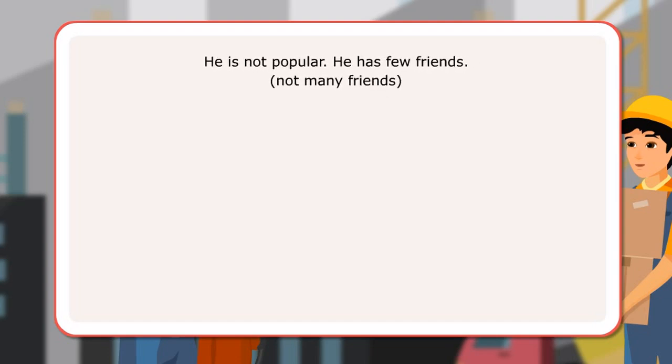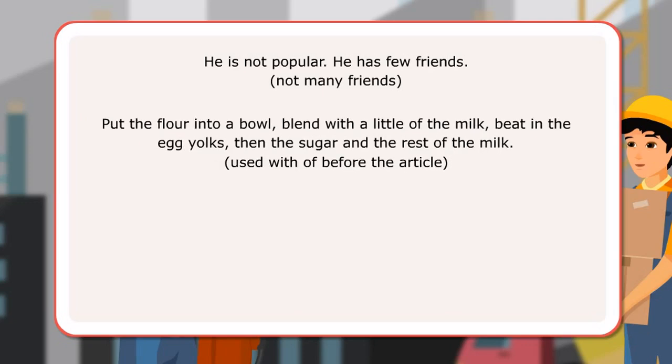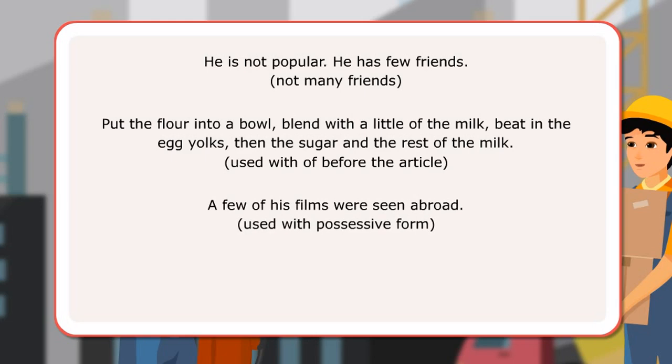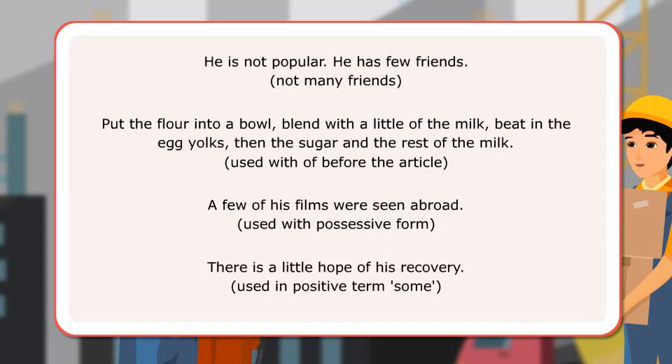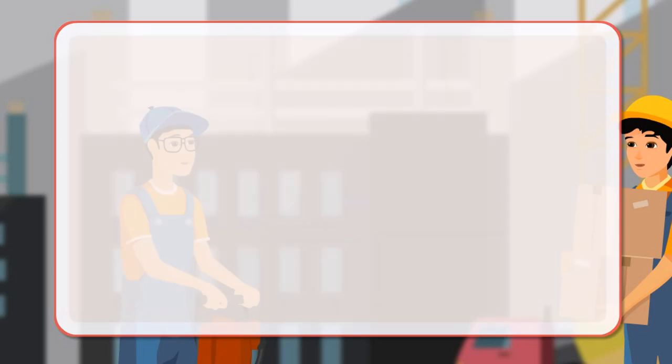He is not popular. He has few friends. Not many friends. Put the flour into a bowl. Blend with a little of the milk. Beat in the egg yolks, then the sugar and the rest of the milk. Used with of before the article: a few of his films were seen abroad. Used with possessive form: there is a little hope of his recovery, used in the positive sense, some.